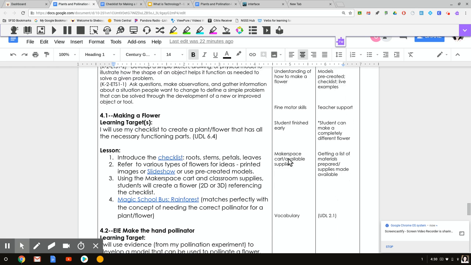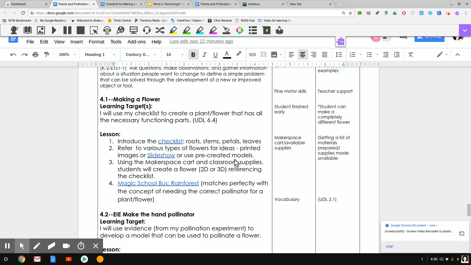Students were given a checklist as to what we wanted their flowers to include. However, it was not, nor was it intended to be a how-to. Our goal was to give students the opportunity to design and explore those concepts on their own.